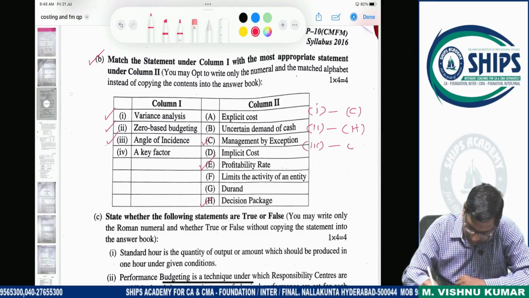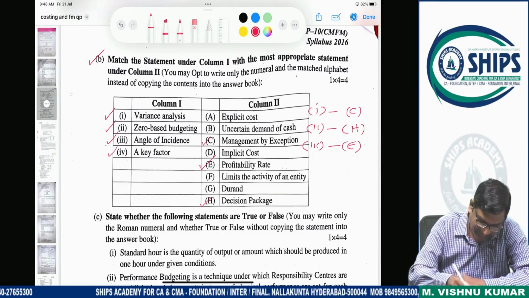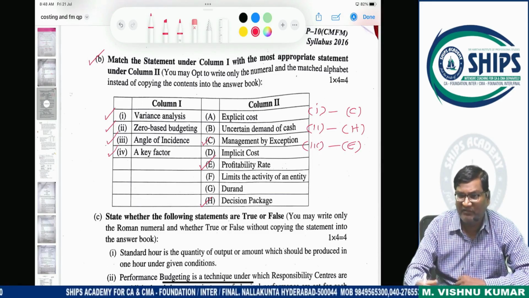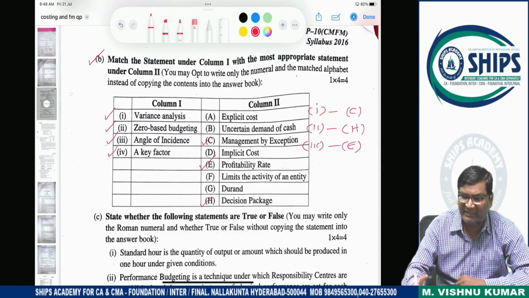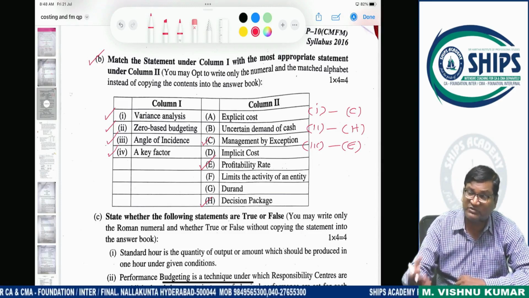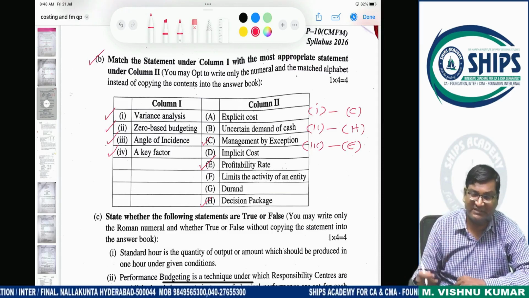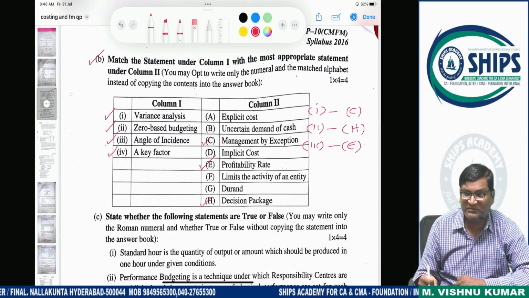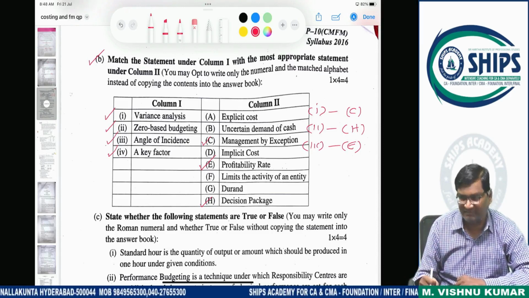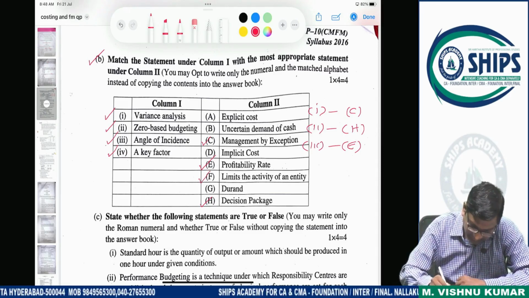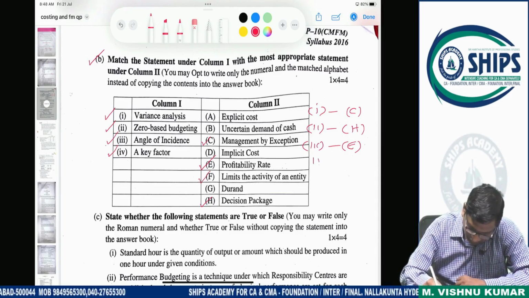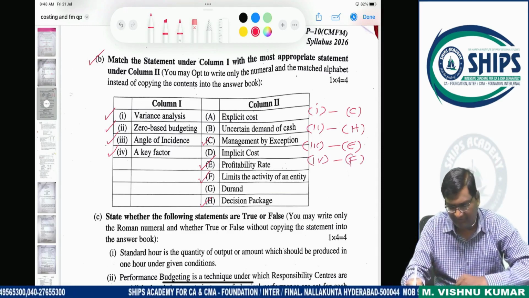So this is E. Now, what is the key factor? Whenever availability is less, requirement is more. In an organization, resources are limited. That is called a key factor. So in marginal costing, we understand this. Yes, sir. Decision making. Whenever there is a shortage of resources, optimum utilization is required. So it limits the activity of an entity. So for the fourth, the correct match is F. That's it. Very simple question. Yes, sir.